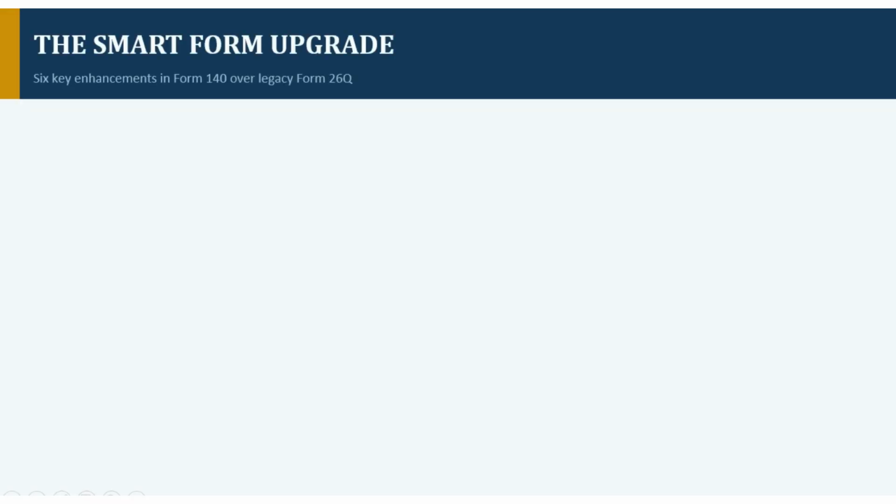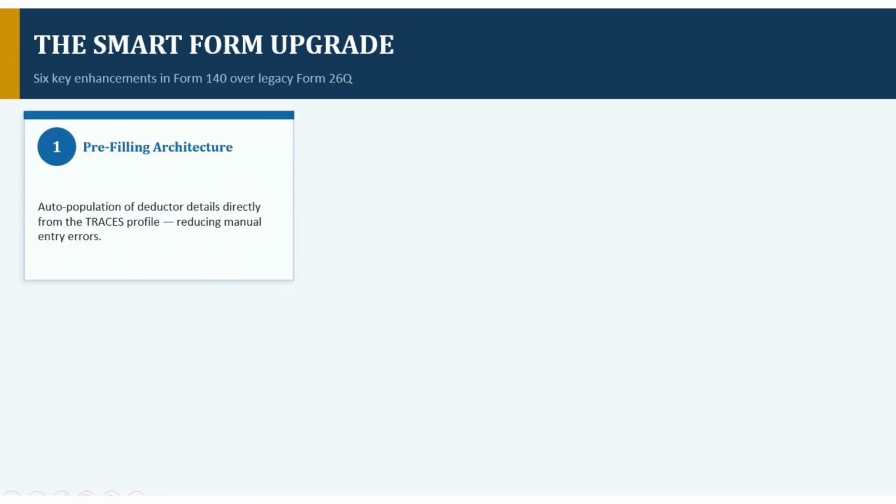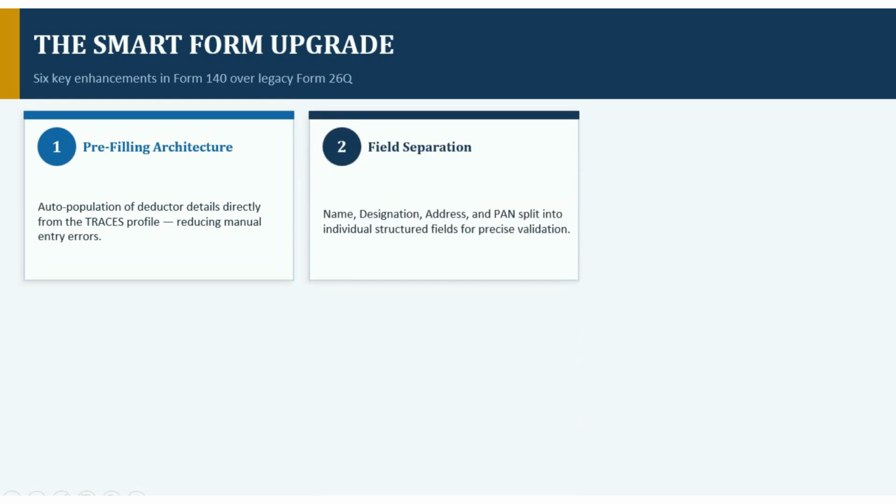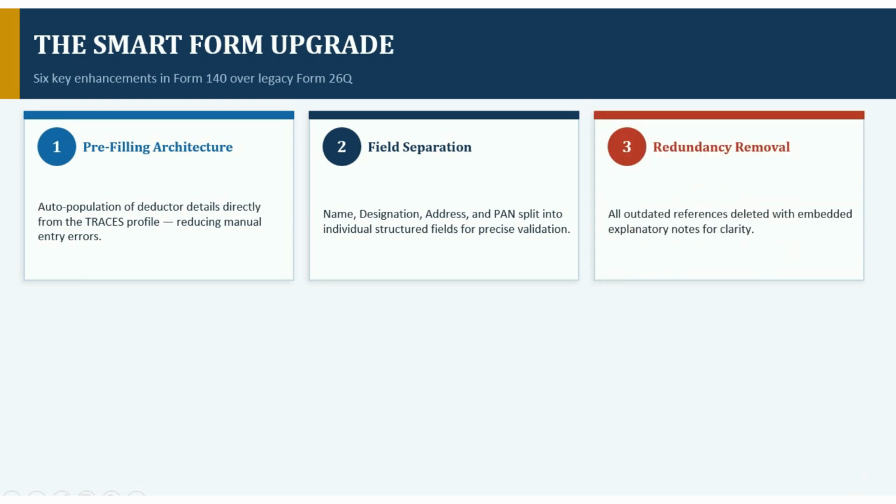Form 140 introduces several technology-driven improvements that make the TDS filing process smarter, faster, and more accurate. The system now supports automatic pre-filling of deductor details directly from the TRACES profile, reducing dependency on manual data entry. Information such as name, designation, address, and PAN is now captured in separate structured fields for better validation and data accuracy. The updated form also removes outdated references and unnecessary fields to simplify the filing experience.